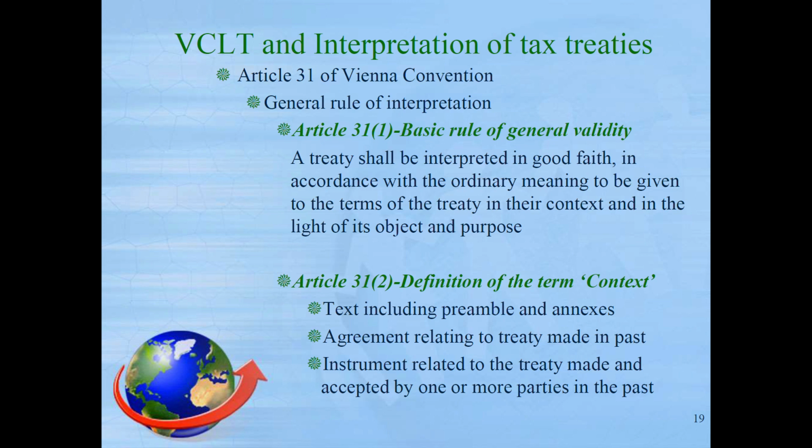The context includes the text including preamble and annexes. What is preamble? It defines the scope of the treaty. Which we'll be seeing in the upcoming slides, and preamble we'll be seeing in the upcoming session. The context also includes the agreement relating to the treaty made in the past, and instruments related to the treaty made in the past and accepted by one or more parties.